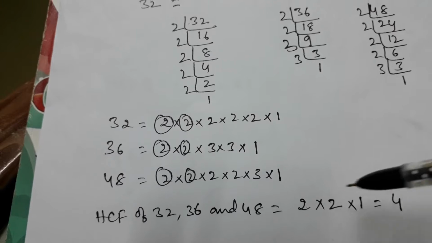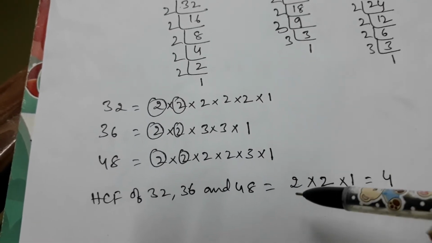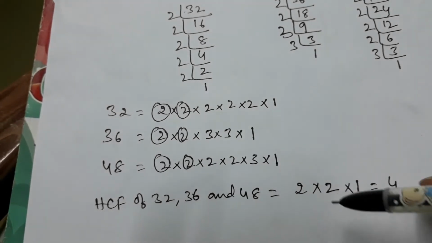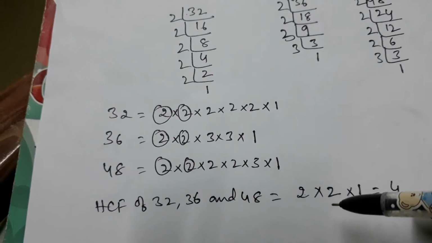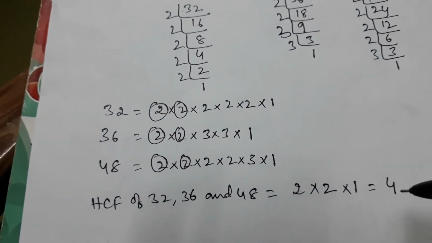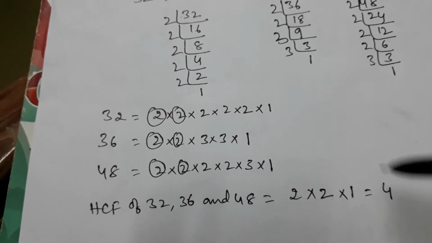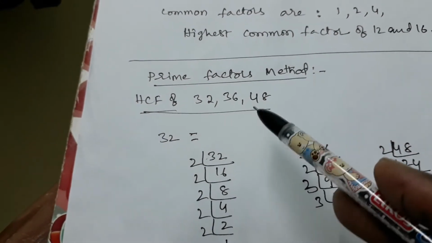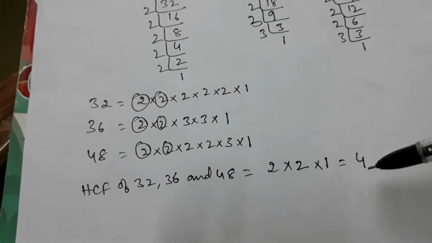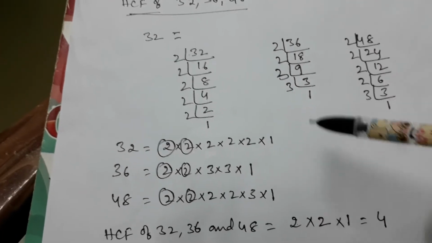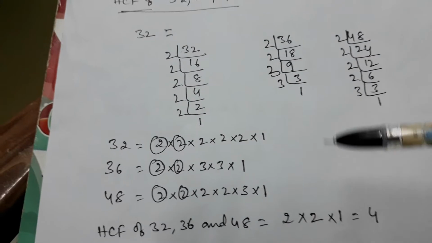Now multiply the common factors. 2 into 2 into 1. 2 twos are 4, 4 ones are 4. This is the highest common factor of the given numbers. The HCF of the given numbers is 4. This is one method. Already in the previous class I have explained the same method.